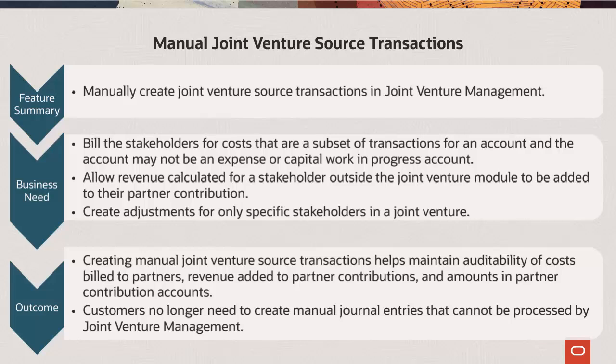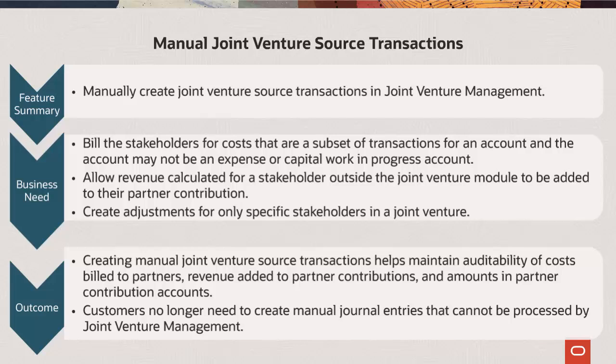It may also be required to allow revenue calculated for a stakeholder outside the joint venture module to be added to their partner contribution or create adjustments for only specific stakeholders in a joint venture. These complex requirements cannot be met through the standard joint venture processes that identify and distribute transactions from accounts identified as distributable to the joint venture.